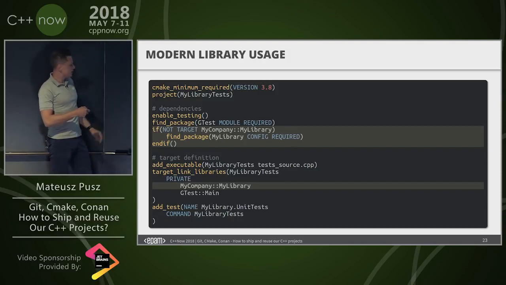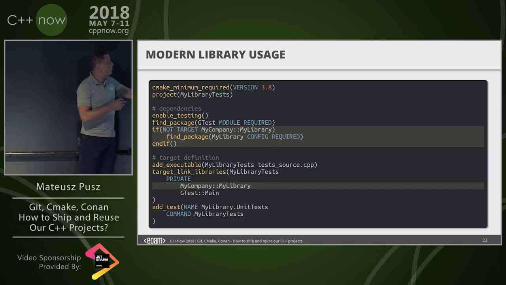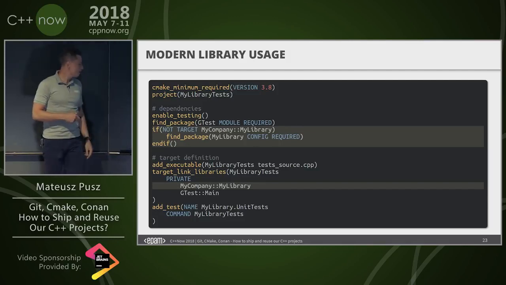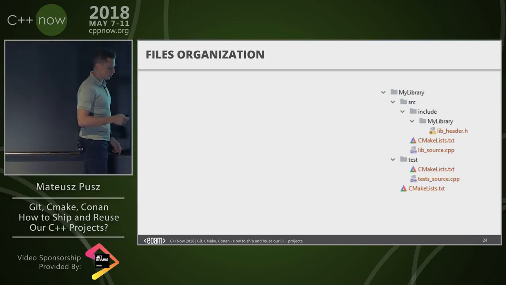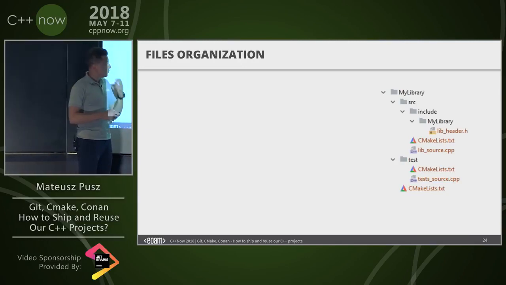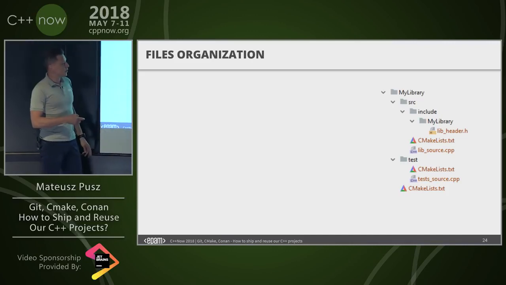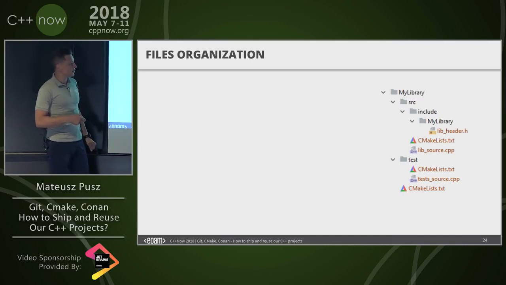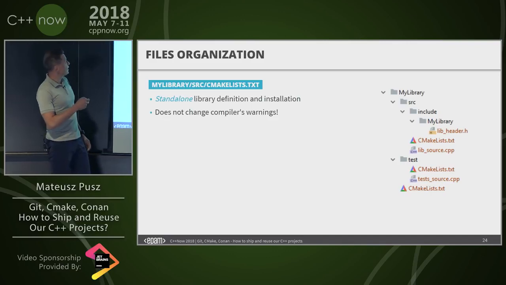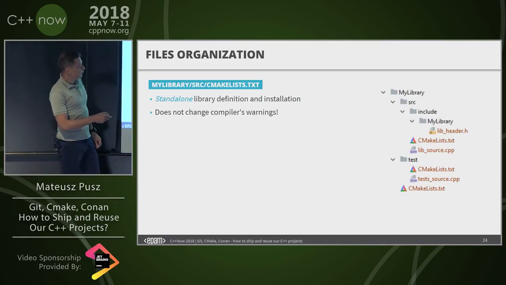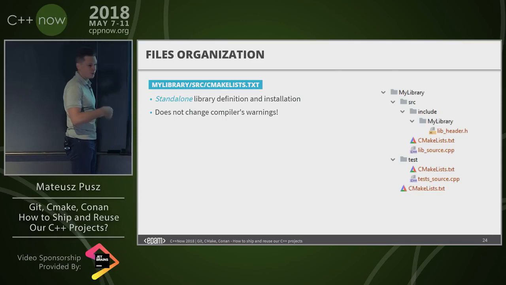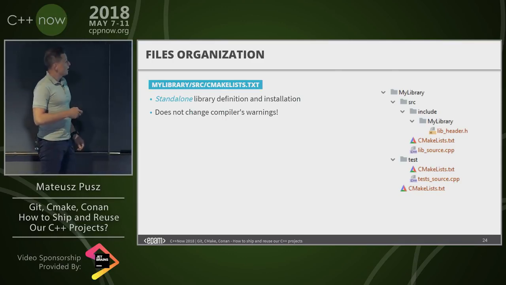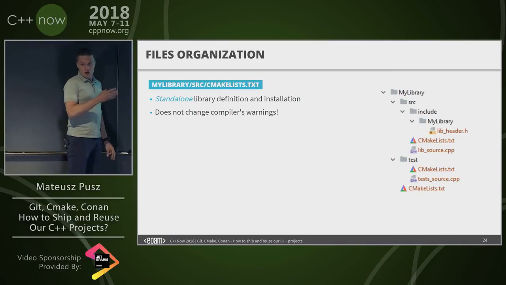And you define your tests and link privately with your library for testing. This is how I organize my file tree in the projects. Basically, I have two directories, one for sources, another one for tests. And what's important here is that this source has a standalone CMake lists file. I mean standalone in that you may go to this directory and just build it from this place. And this file never changes the compiler warnings.